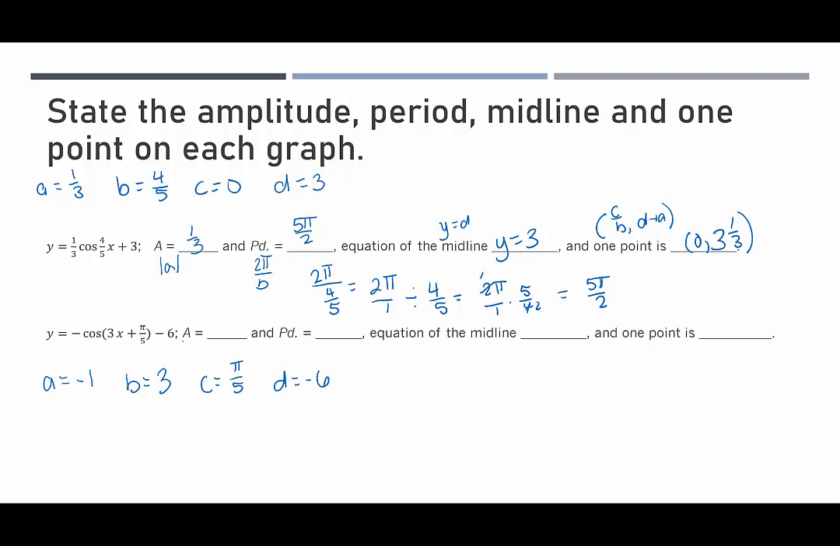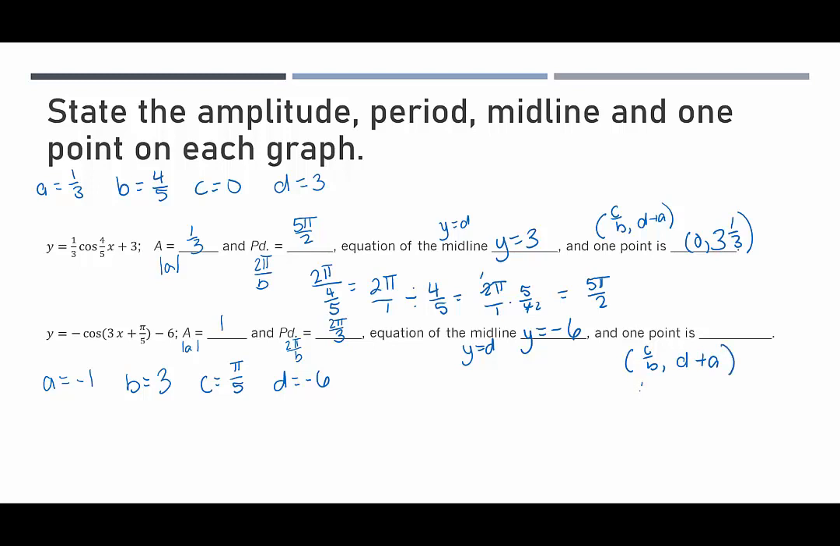All right, the amplitude, this is the absolute value of a. The amplitude is +1. The period is 2 pi over b. So in this case, b is 3, so the period is going to be 2 pi over 3. The equation of the midline, that's y equals d, so it's going to be y equals -6. And 1 point, so the point is c over b, comma d plus a.